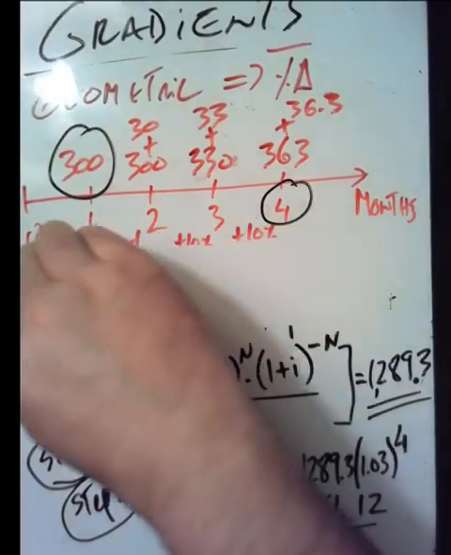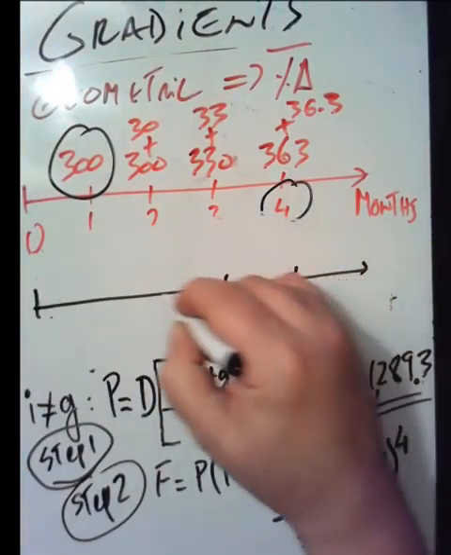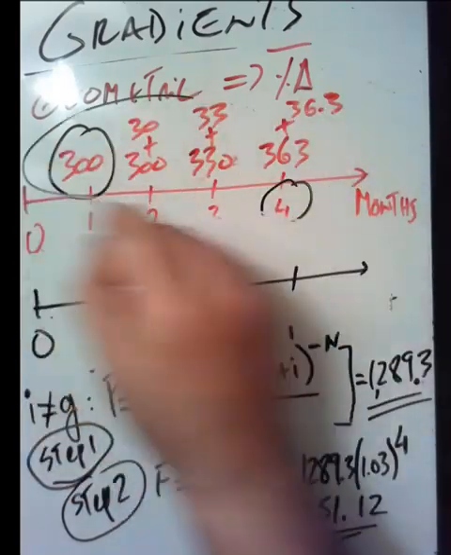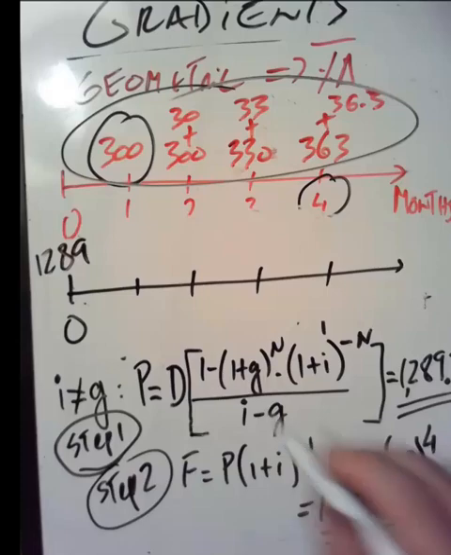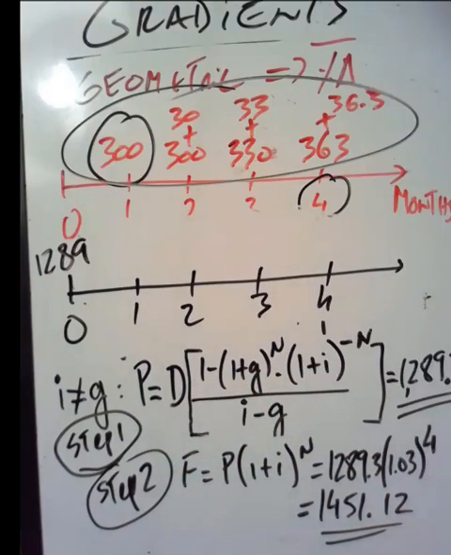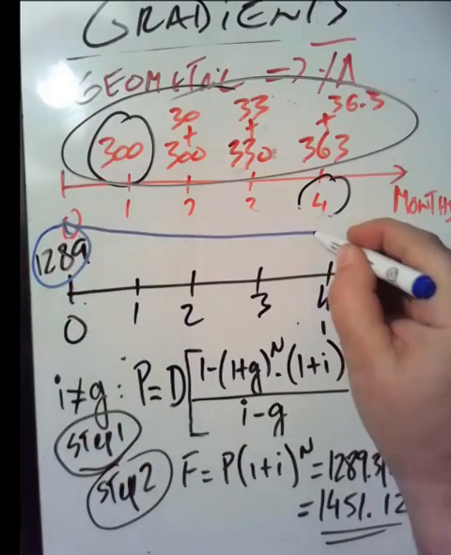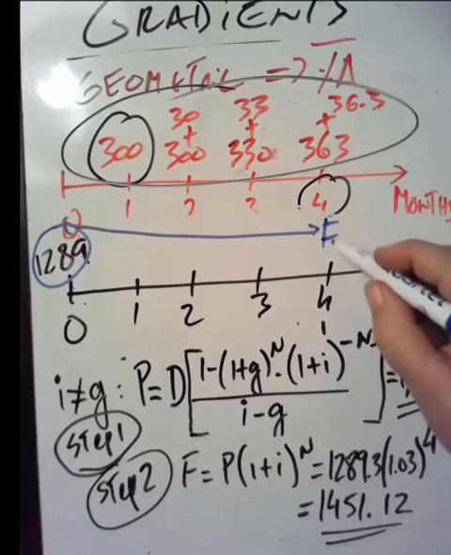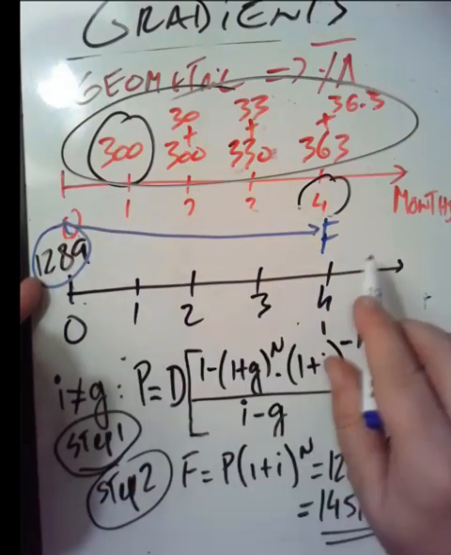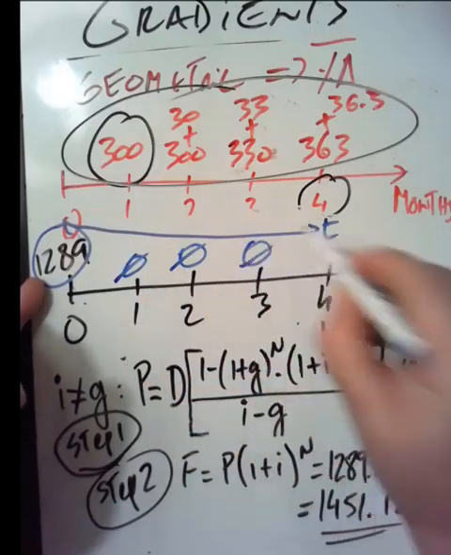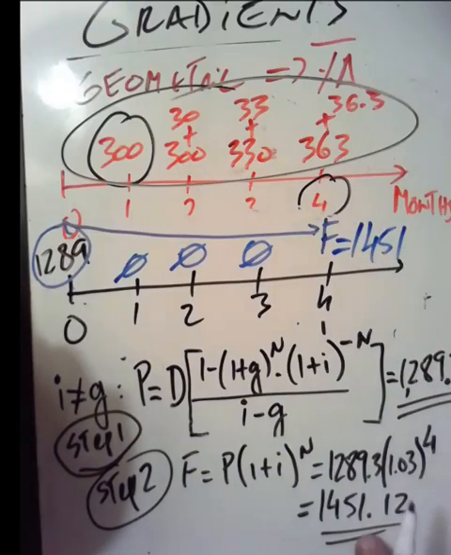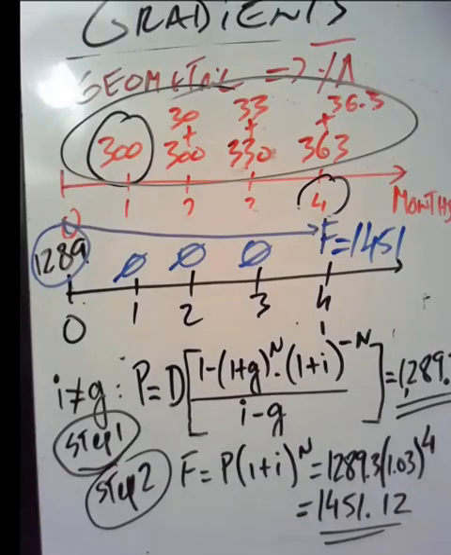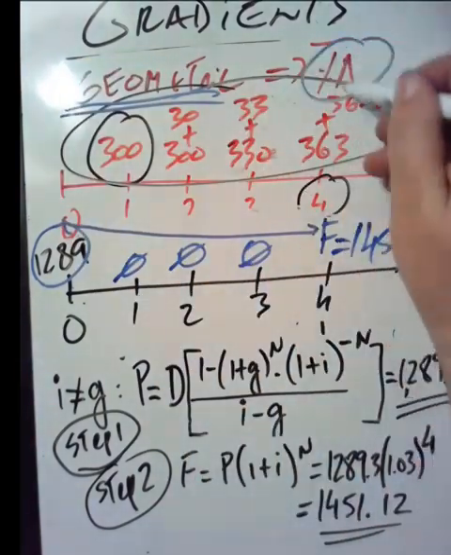Let's visualize what we did. So using the present value, we found that all these at time 0 is worth 1289. And then there is a second step, which is to bring this 1289 to find the future value. Right? So bring that value alone forward. There's nothing here. And how much is that at time 4? 1451. So there's a two-step approach to compute the future value of a geometric gradient, something that changes by a fixed percentage.